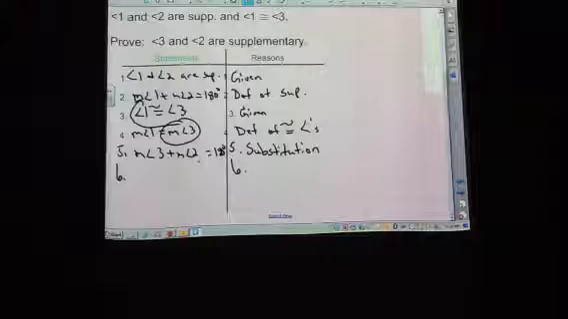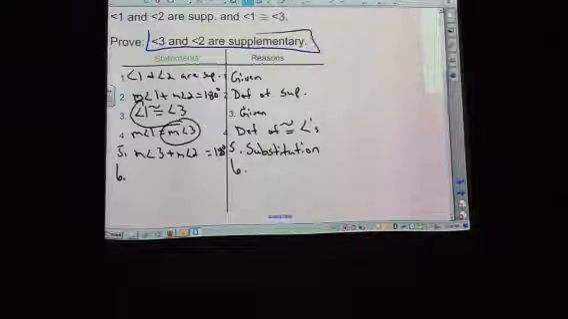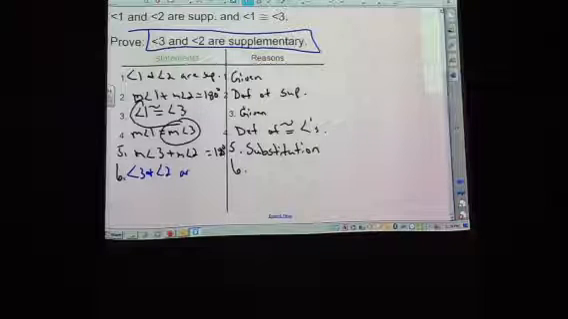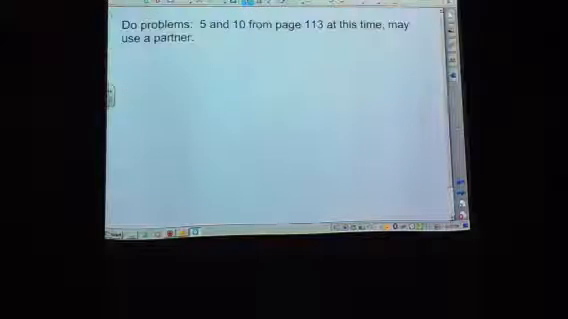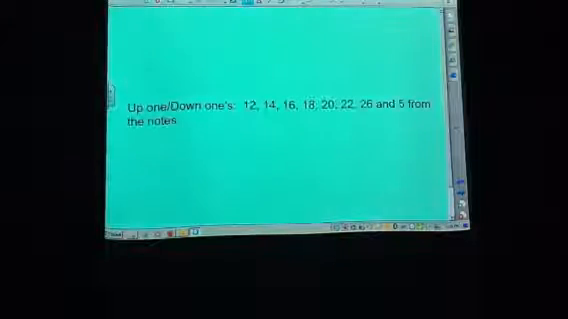And then it looks like I'm already ready for my proof statement here, which is angle 3 and angle 2 are supplementary. And that would mean that they add up to equal 180 degrees, so that's by definition of supplementary. Alright, let's see what else we got here. Just a few problems there.